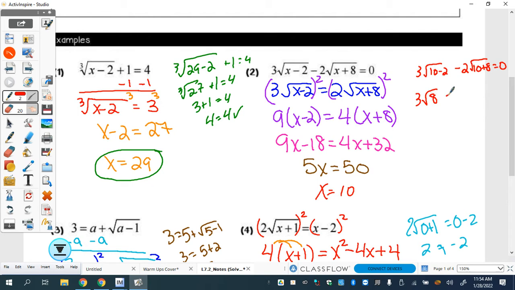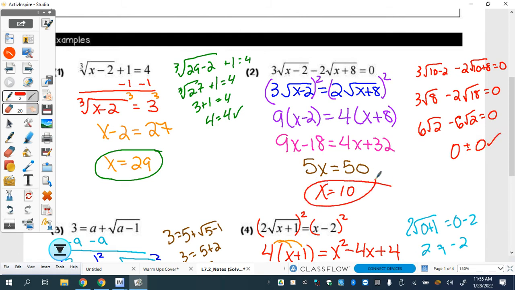So 3 radical 8 minus 2 radical 18. Right now it's not working, so we have to simplify in order to subtract them, which is what we went over last time. So our perfect square that comes out of 8 is 4. 4 would become a 2. But times that 3 we already have makes it a 6. The perfect square that comes out of 18, 9. So we end up with another 6 radical 2. So it checks out. So we're good with that one.